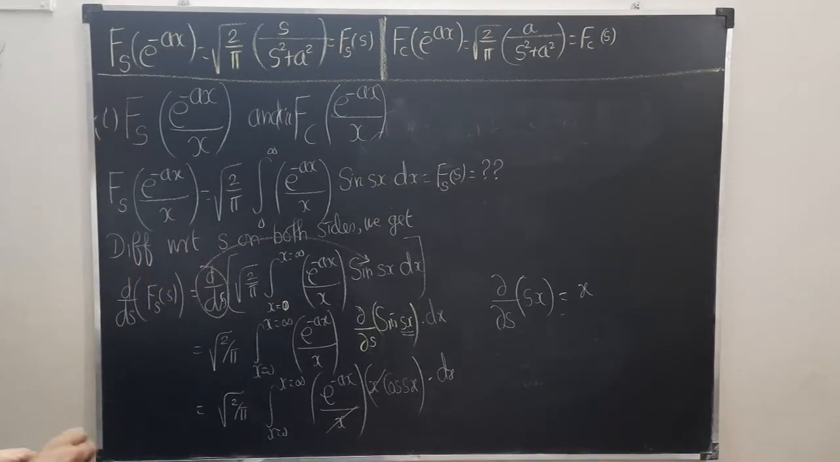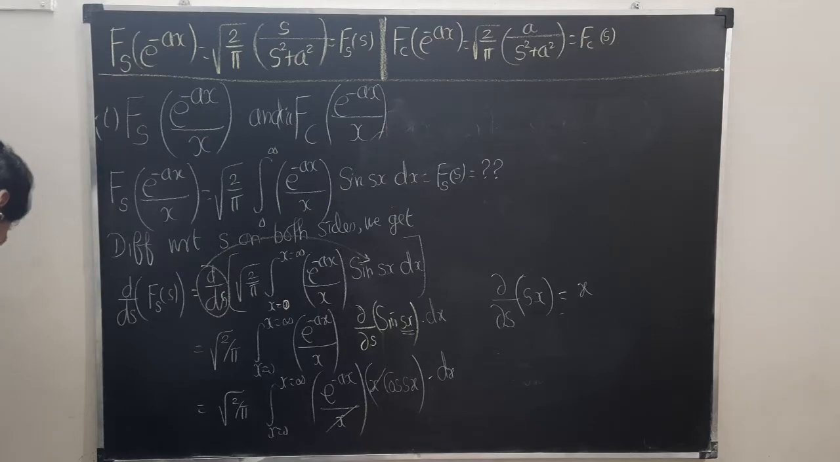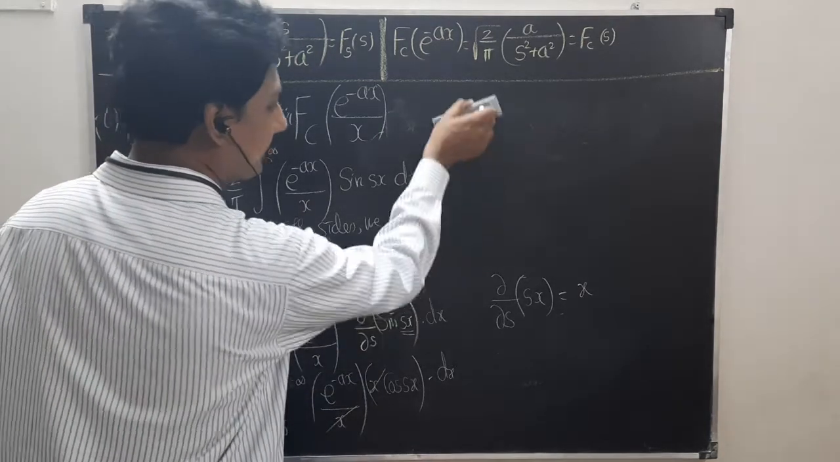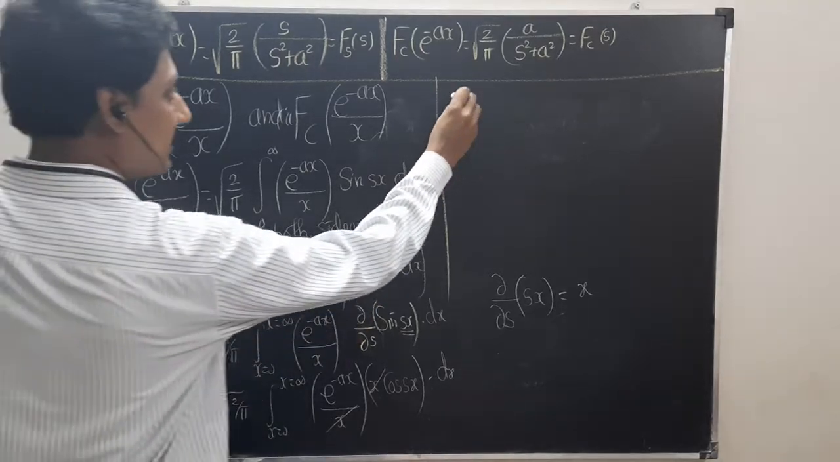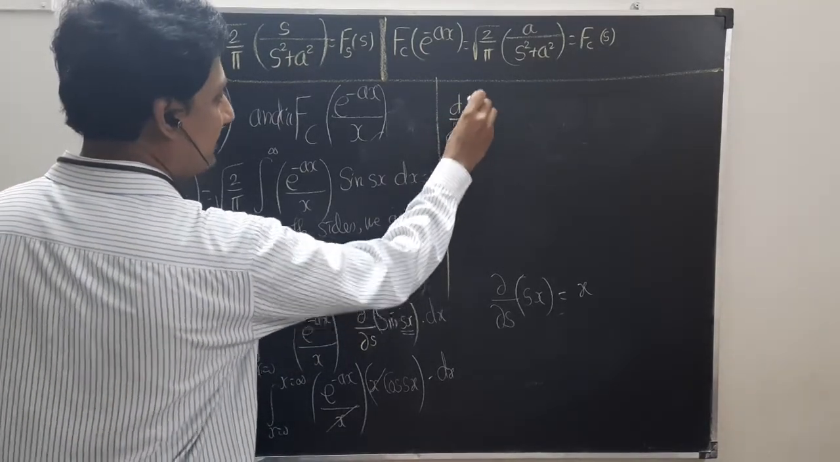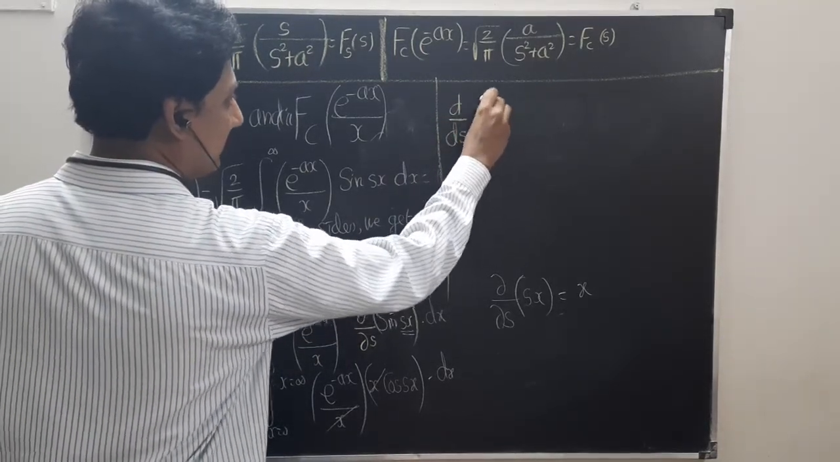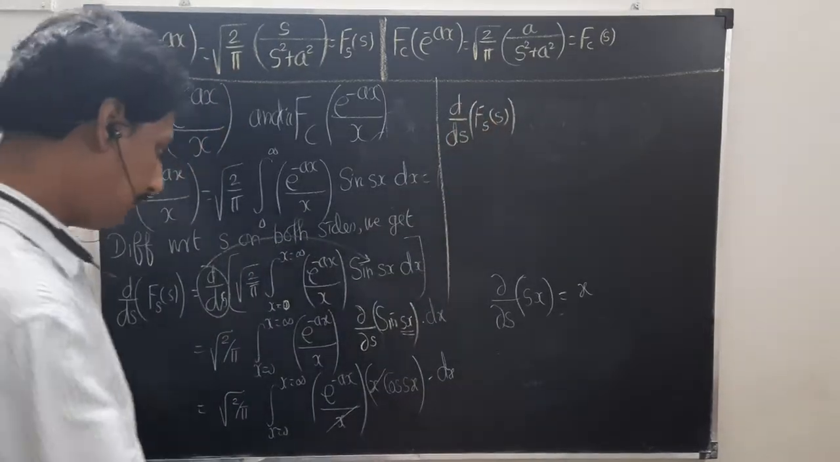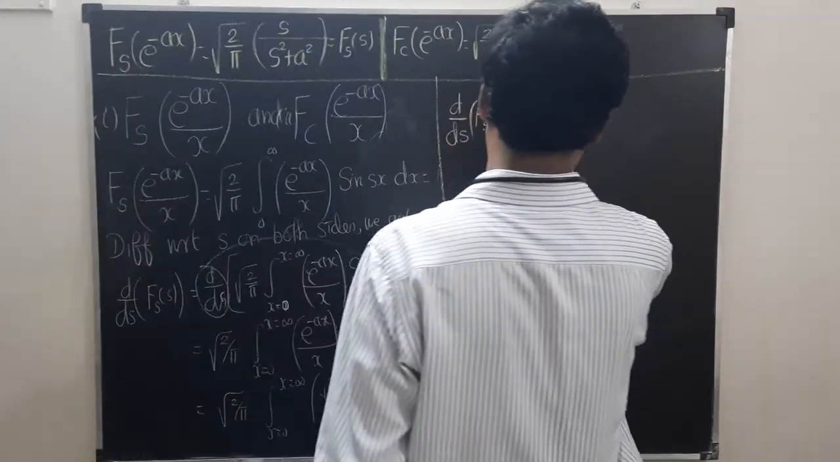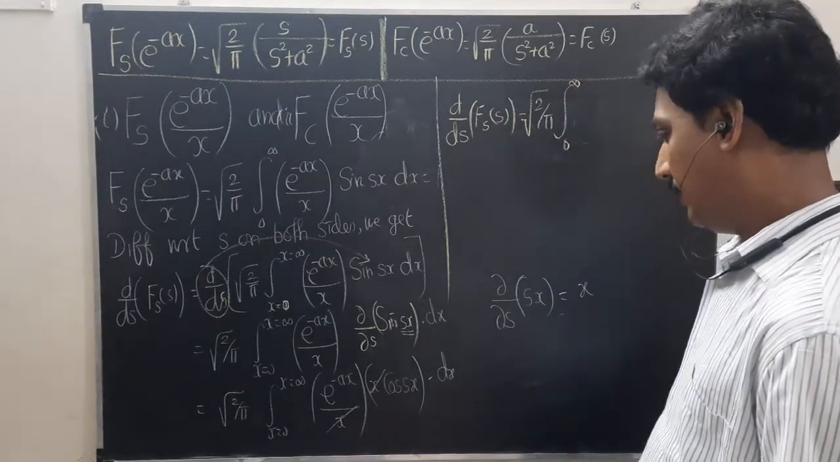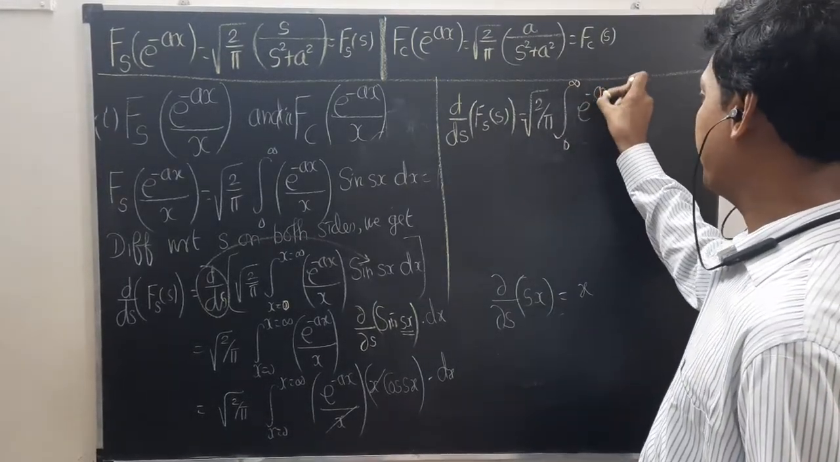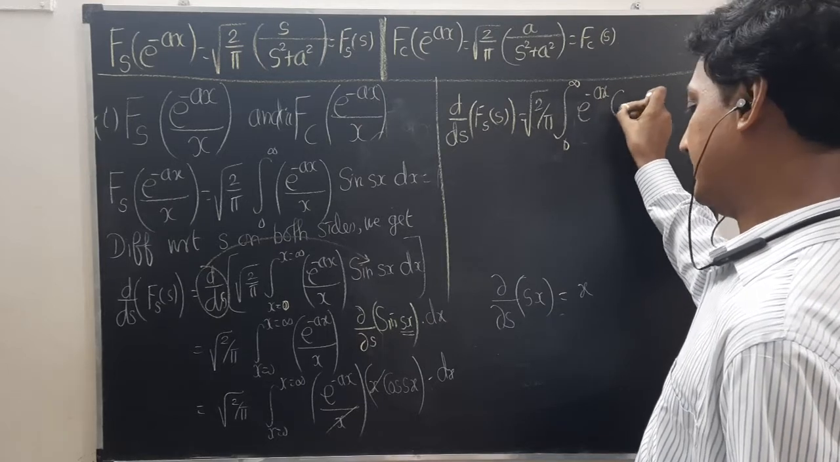After cancellation, we get the left hand side as d by ds of f s of s, and the right hand side as square root of 2 by pi, integral 0 to infinity, e to the power minus ax into cos sx dx.